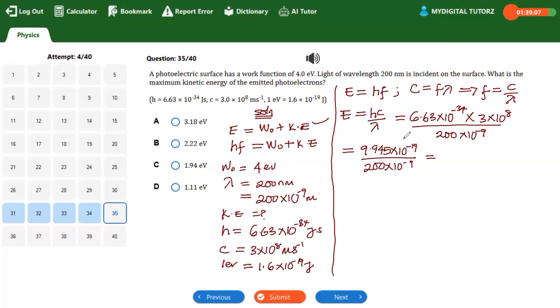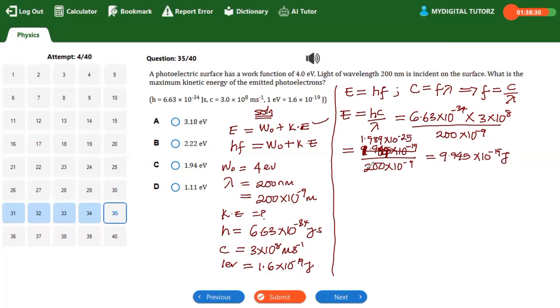When you multiply the above, that should give us 1.989, right? That should give us 1.989 times 10 raised to power minus 25. So divided by this, that is what will give us 9.945 times 10 raised to power minus 19 joules, right?